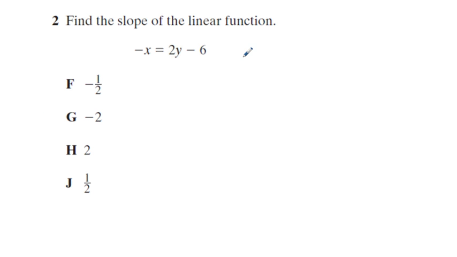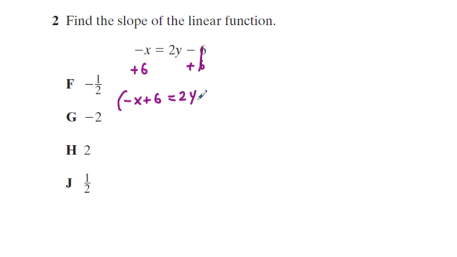Okay, find the slope of the linear function. And we have, it's actually a linear equation. And we have negative x equals 2y minus 6. I'm just going to add this 6 to both sides here to get rid of the 6 on the right side. And so 6 minus 6 cancel. So we have negative x plus 6 is equal to 2y.